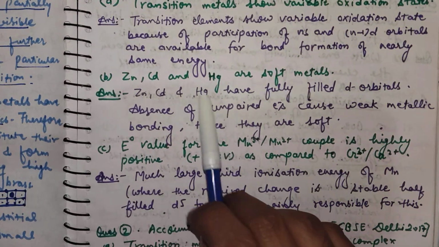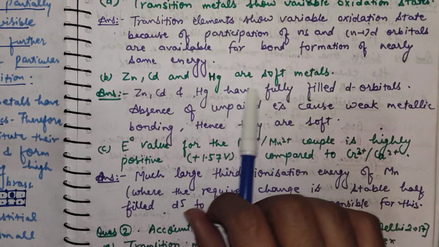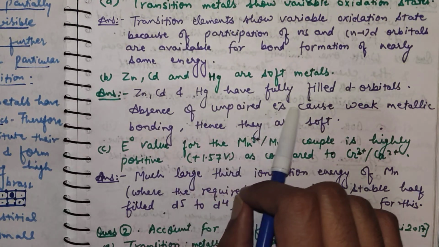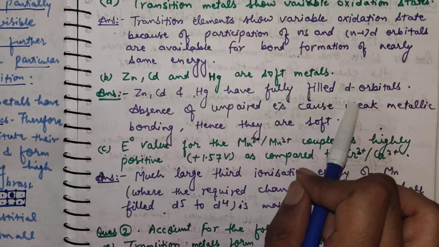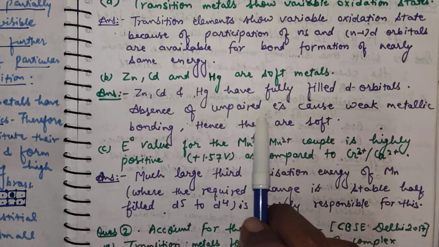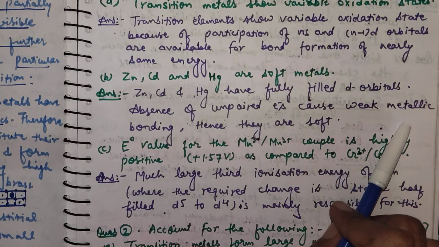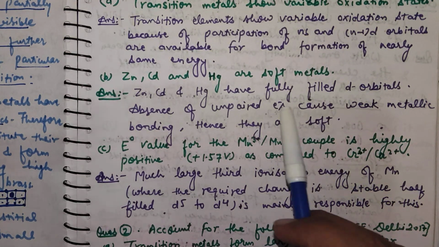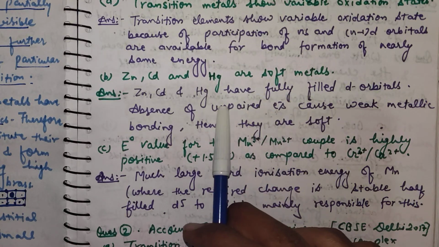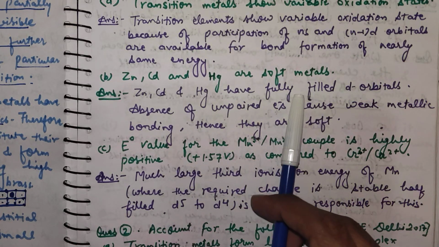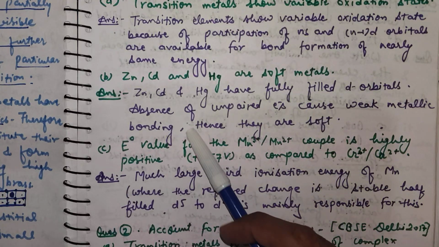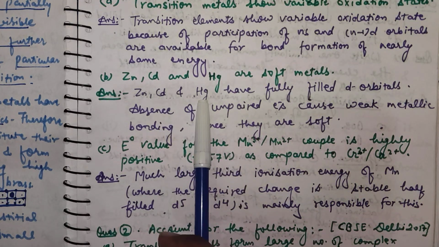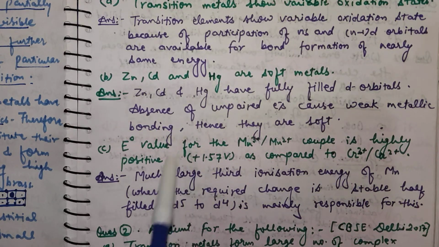Now the question is, zinc, cadmium and mercury are soft metals. I have also discussed earlier that because these have a fully filled d orbital, the absence of unpaired electrons causes weak metallic bonding, hence they are soft. Generally transition elements are hard, but because the d orbital is completely filled, these are soft. These are the exception in transition elements.